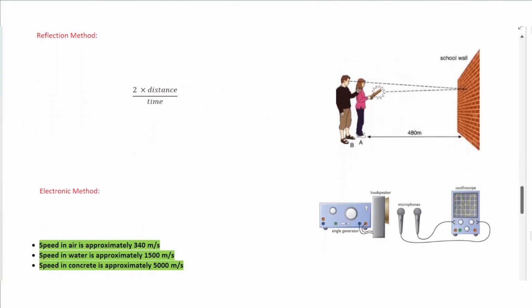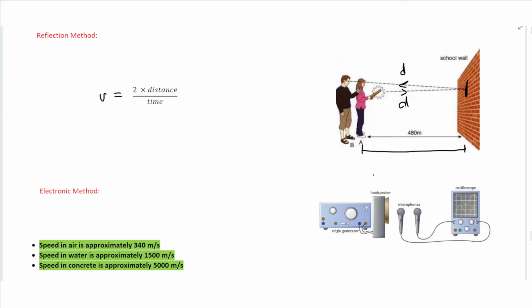The next method is the same idea, using speed equals distance over time, but using an echo instead of two people in front of each other. So the sound travels in a direction, it reflects off a surface and comes back. So it actually travels twice the distance. So for an echo, you use speed equals twice the distance over the time, not the distance over the time. And the distance is measured from the source to the reflecting surface.